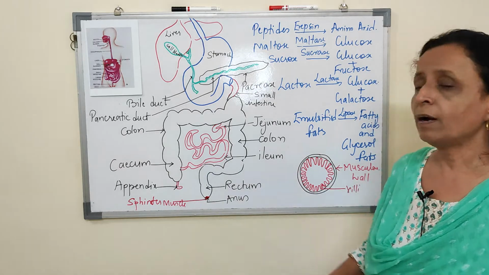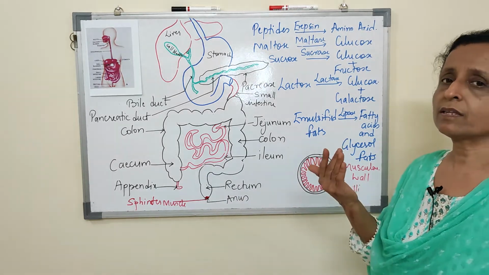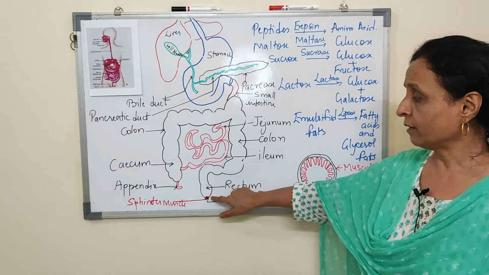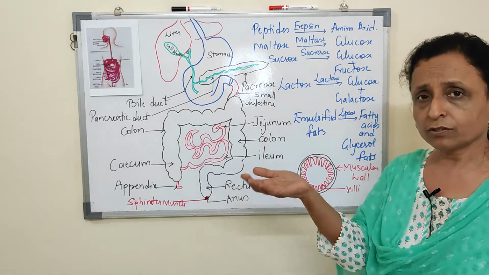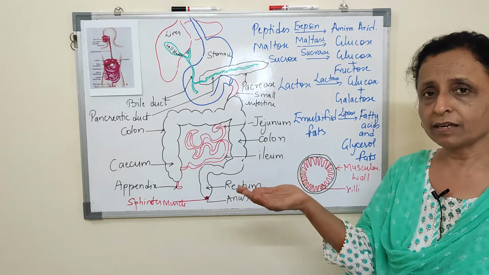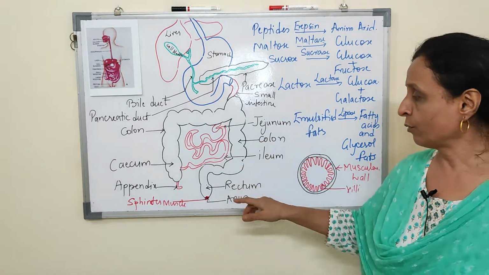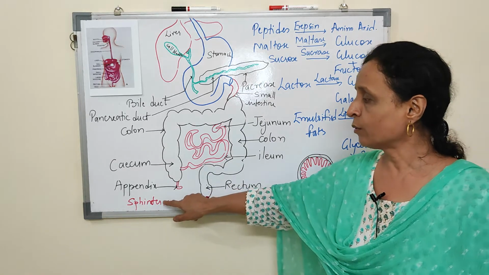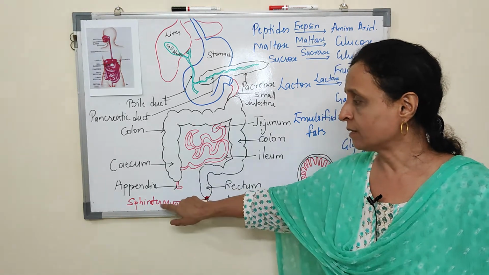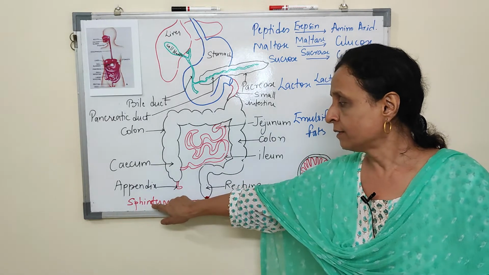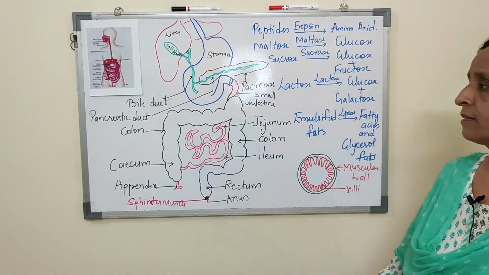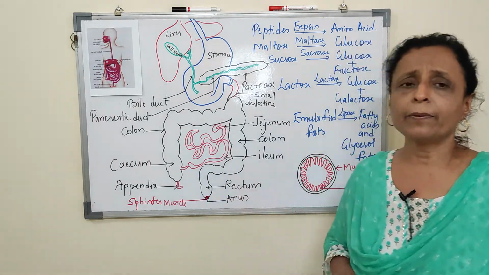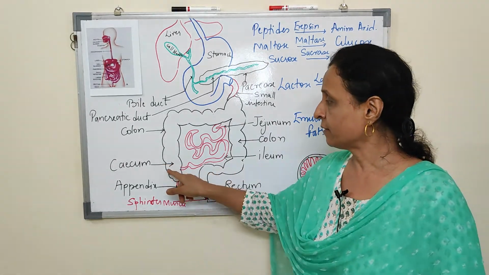There is a circular muscle which closes the anus so that we don't excrete, it stops excretion, and when it relaxes, the waste is thrown out through the rectum. So anus is the opening and it is kept closed by the sphincter muscles. Sphincter muscle, sphincter muscles. Now there is an appendix attached at cecum.